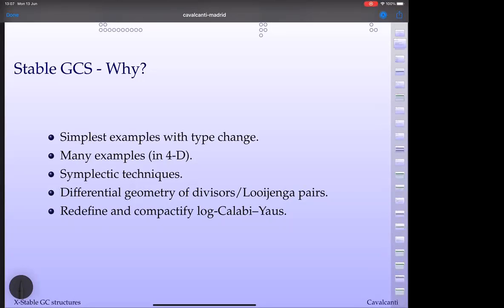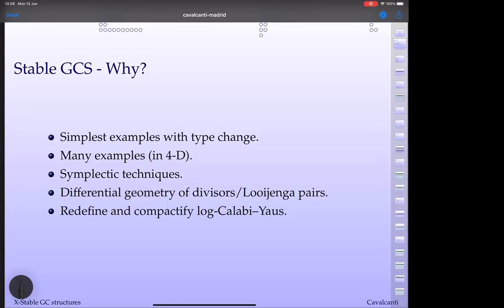But the way to get the symplectic techniques going is by studying the differential geometry of divisors. Sometimes they're called log symplectic pairs nowadays. That's the main point of it. Even if the generalized complex structures themselves may be a curiosity about generalized complex manifolds, maybe the study of the geometry of a divisor is something that goes beyond just generalized complex geometry.